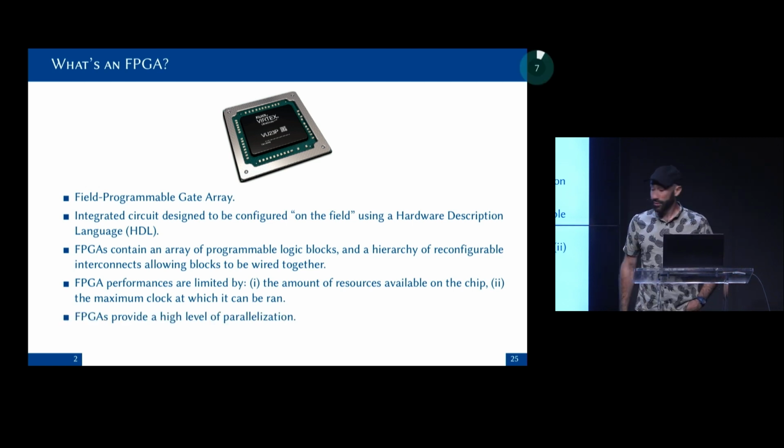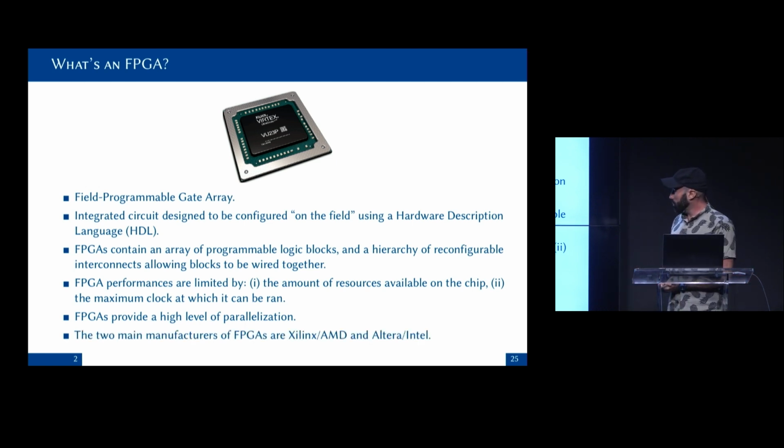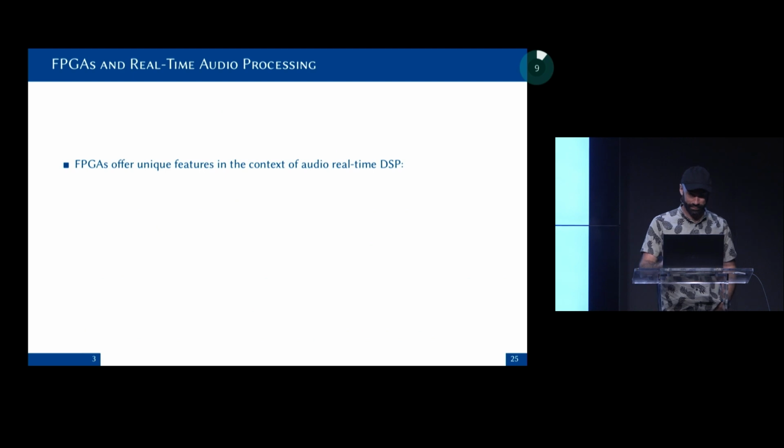As many of you probably know, FPGAs are known for their high level of parallelization, which means that potentially you can gain significant performance figures if you have an algorithm which can be heavily parallelized. That's due to the fact that because you can make your own processor, you can decide to have as many cores as you want, and that's why you get a very high level of parallelization. The two main manufacturers of FPGAs are Xilinx, which was recently acquired by AMD, and Altera, which was less recently acquired by Intel. But there are others. Those are the two main manufacturers.